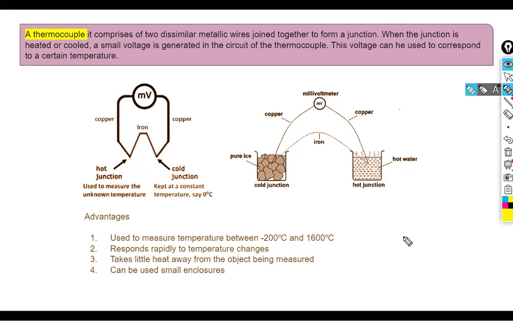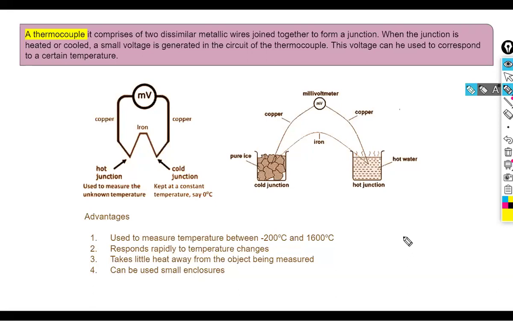And a thermocouple, like I said, is a very simple device. It's made up of two different metals joined together. And when one end is put into a hot place and the other end is put into a cold place, it naturally generates a current. And the larger the current, the larger the temperature difference.